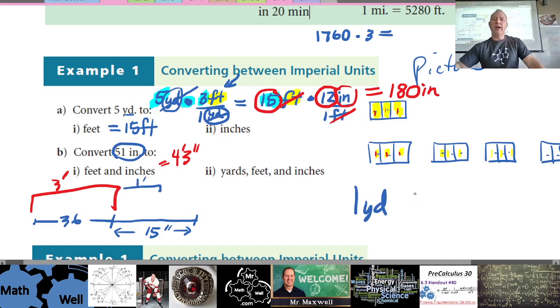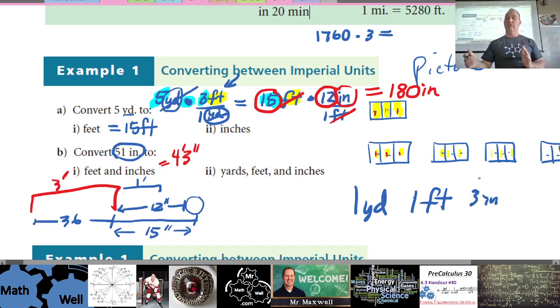So 1 yard, I have 1 foot, which takes me to 12 inches, which takes me to about here. And then how many inches do I have left over? 15 minus 12 is 3 inches, okay? So that's the answer to part B, number 2.